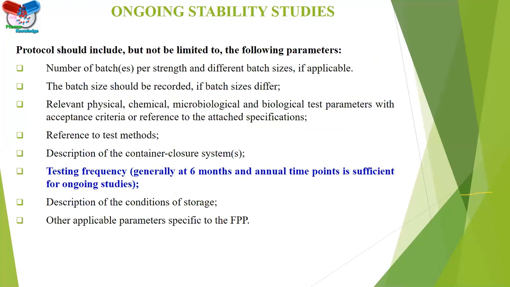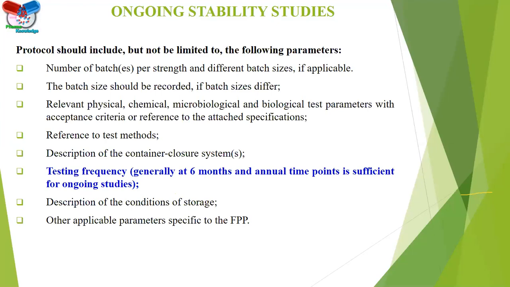The batch size should be recorded if batch size differs. Relevant physical, chemical, microbiological and biological test parameters with acceptance criteria or reference to the attached specification. References to test methods, from where you are taking your analytical methods. Description of the container closure system. What is the container closure system? What is the primary packing? What is the secondary packing? What is the tertiary packing?